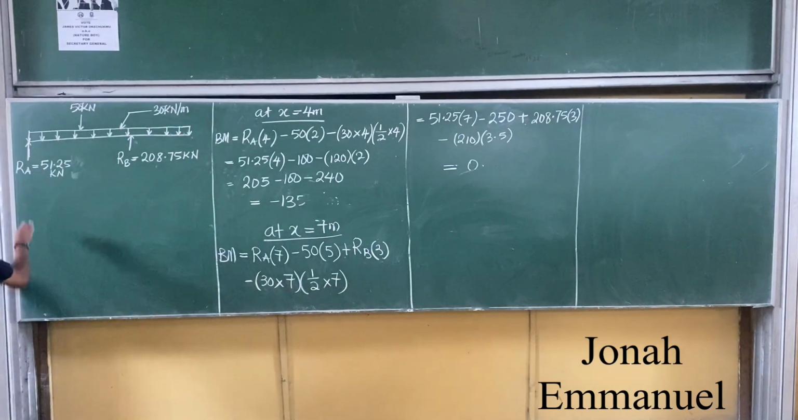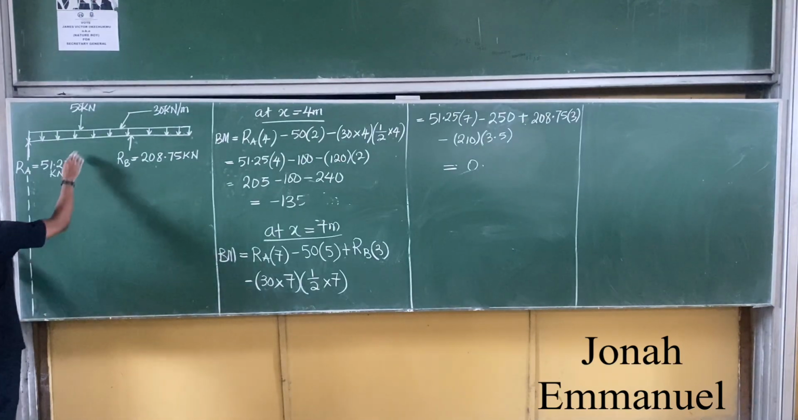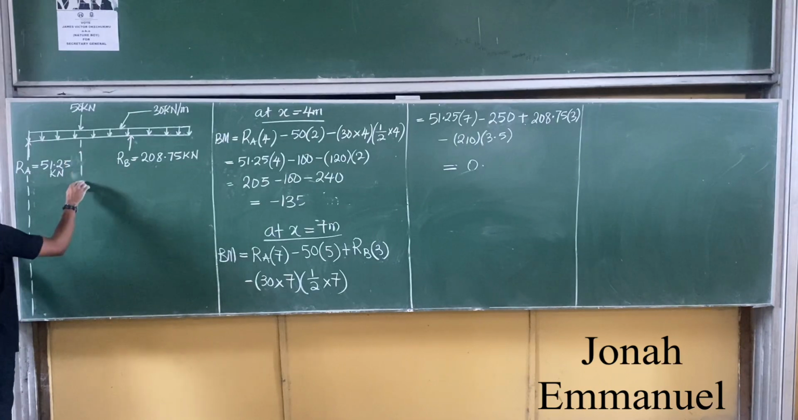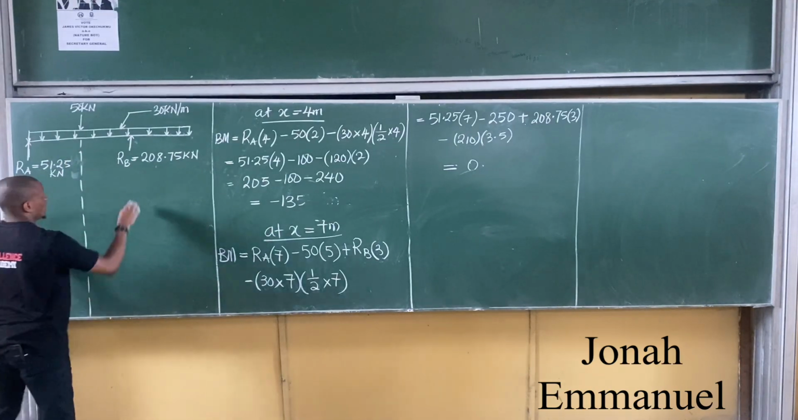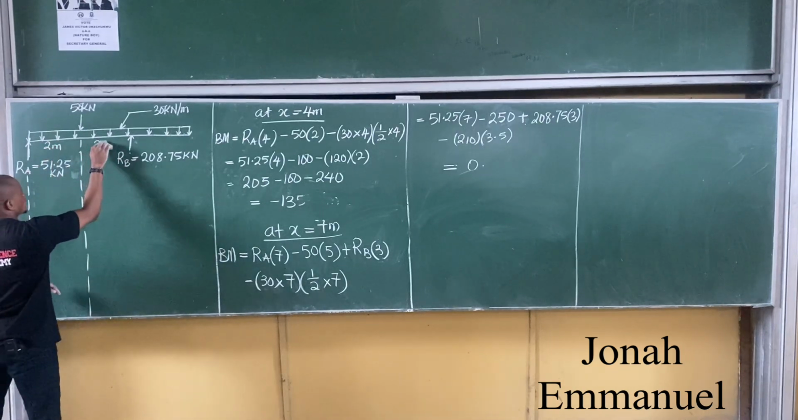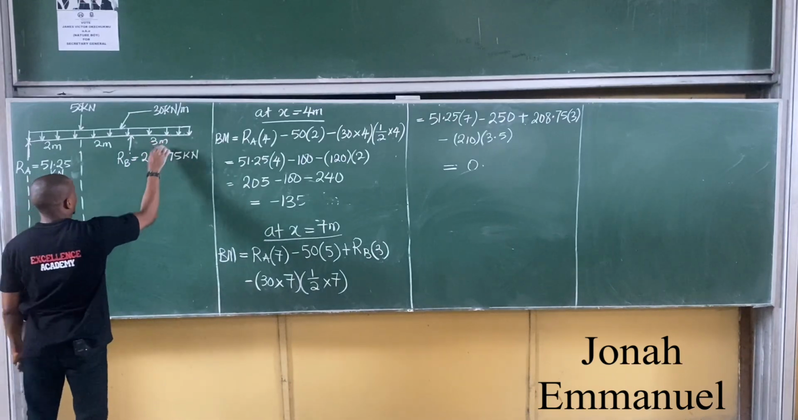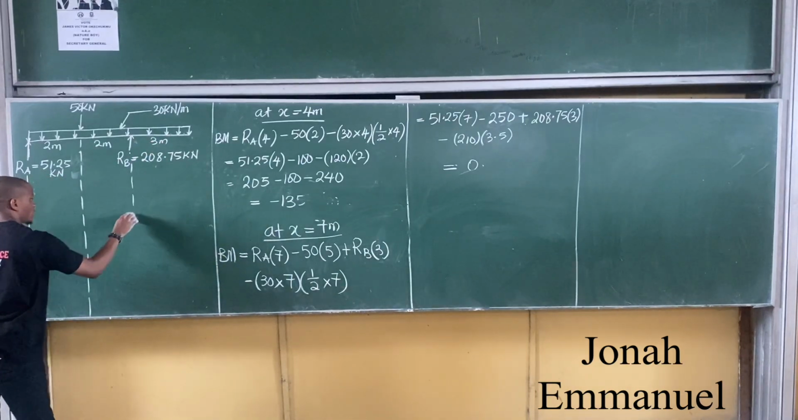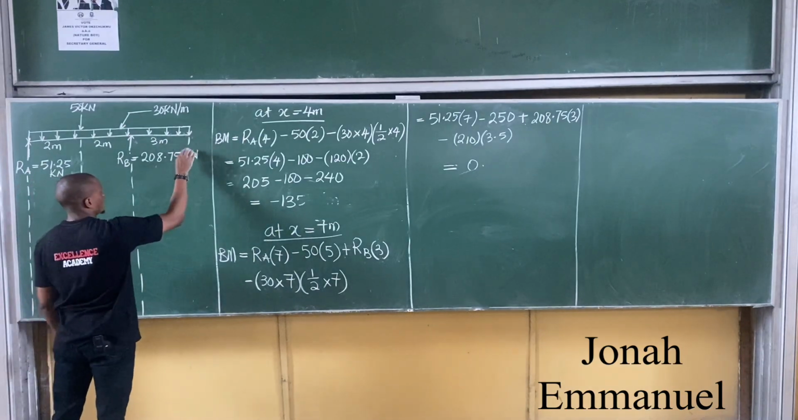So I said take intervals, or draw straight lines where you took intervals. Those are these points. I took at this point, so this was x equal to 2 meters. Here was 2 meters, that's 4. And here was 3 meters, and that's this. Of course, the end of the beam.